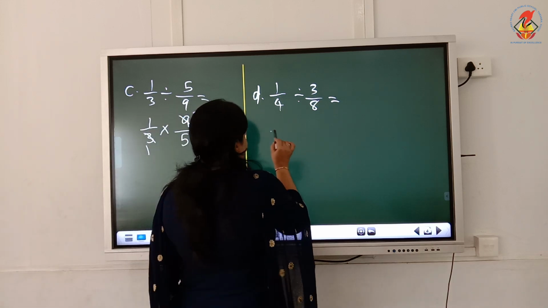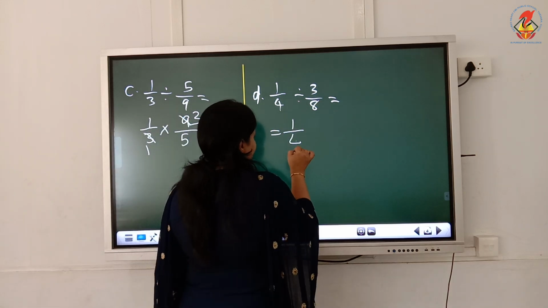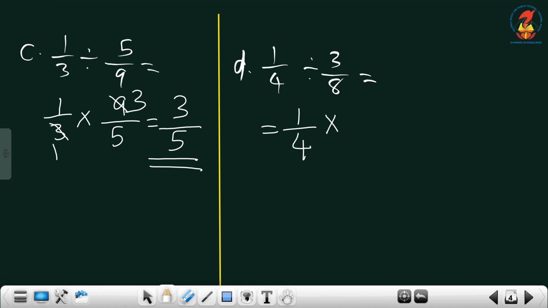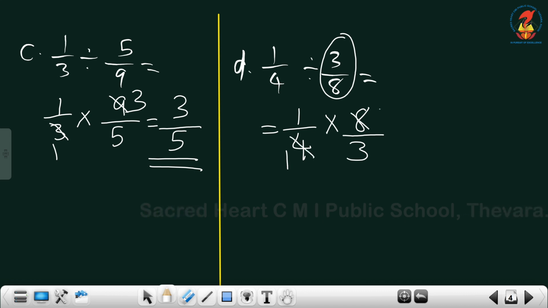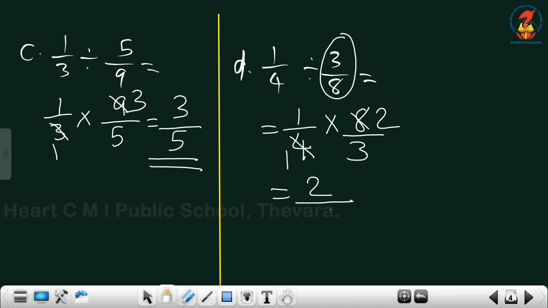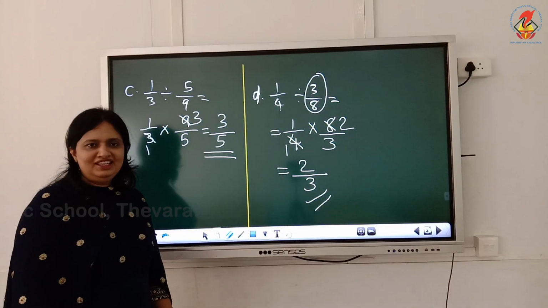And here also 1 by 4 is the dividend into the reciprocal of the divisor, what is it? 8 by 3. And did you see any common factor for both numerator and denominator? That is 4. Yes, 4 ones are 4, 4 twos are 8. So the balance numbers are 1 into 2 equals 2, 1 into 3 equals 3. Lowest terms. Is it clear?